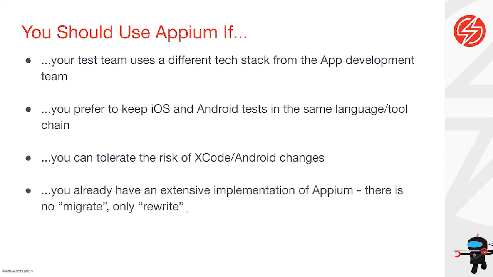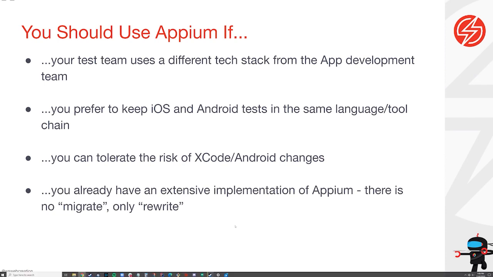If you already have an extensive implementation of Appium, there's really no migrating from Appium to XCUI or Espresso. You can migrate the test concepts, but if you're using Appium Java with Android, there's probably not too heavy a lift to get them into Espresso, but there probably is more than you would like. It's pretty much going to be a rewrite. So if you already have a huge stack of Appium tests, I'm not sure I can wholeheartedly recommend rewriting them, because that's pretty much what you'll have to do.